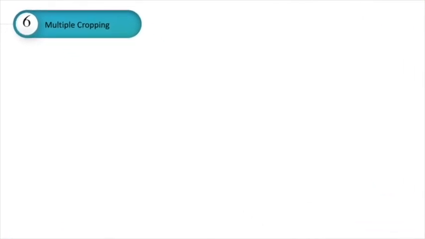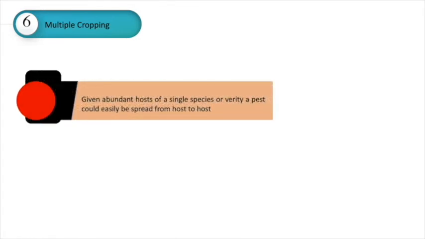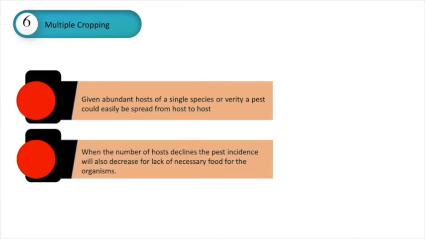The next is multiple cropping. In this approach, more than one crop is grown on the same piece of land. This reduces phytophagous insect pests by encouraging increases in natural enemies. This provides genetic diversity to minimize pest increases.